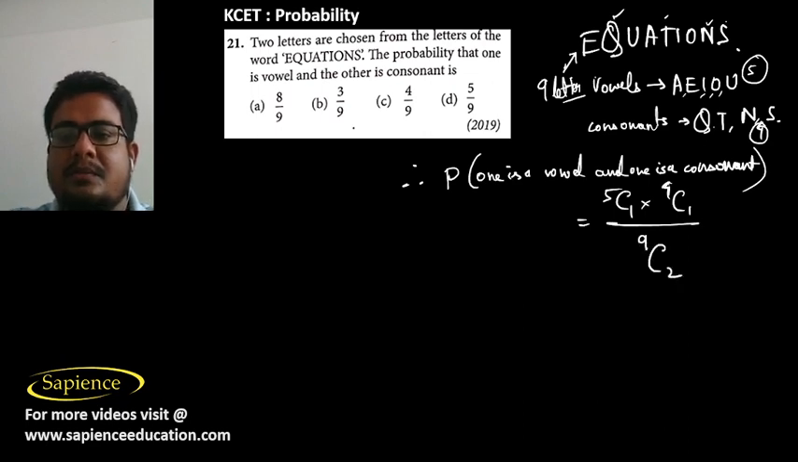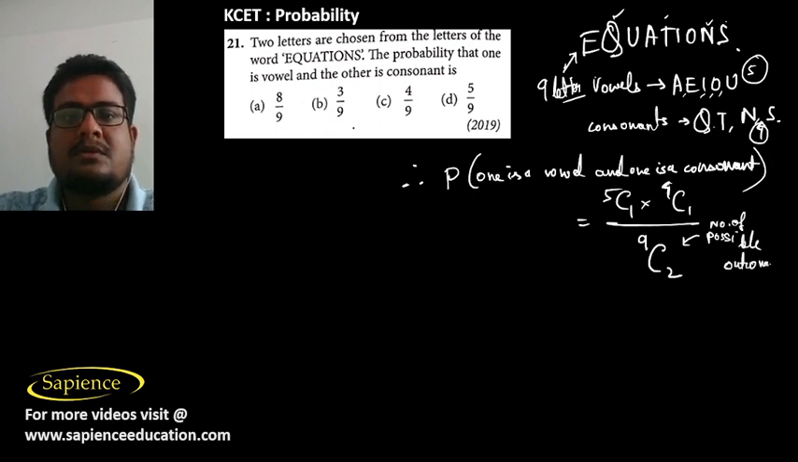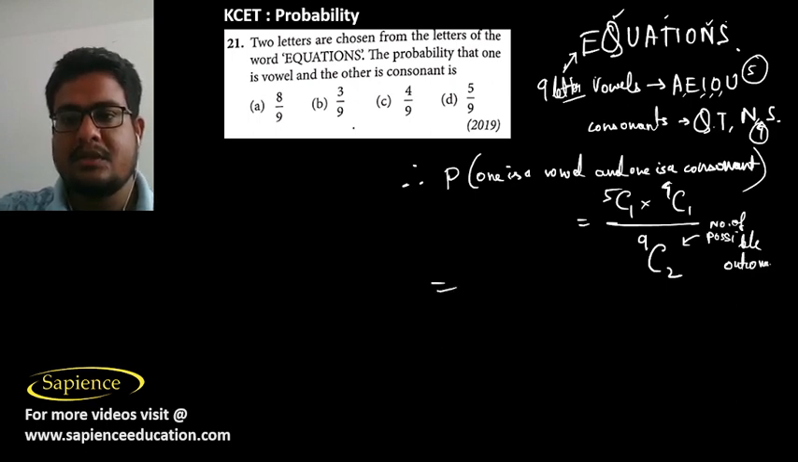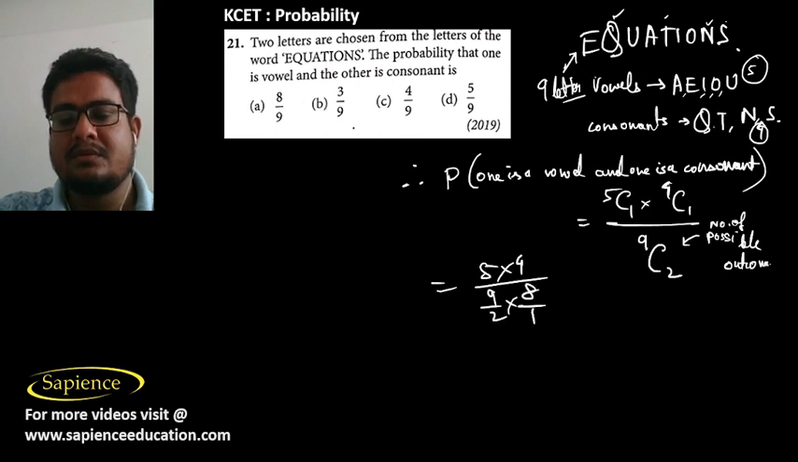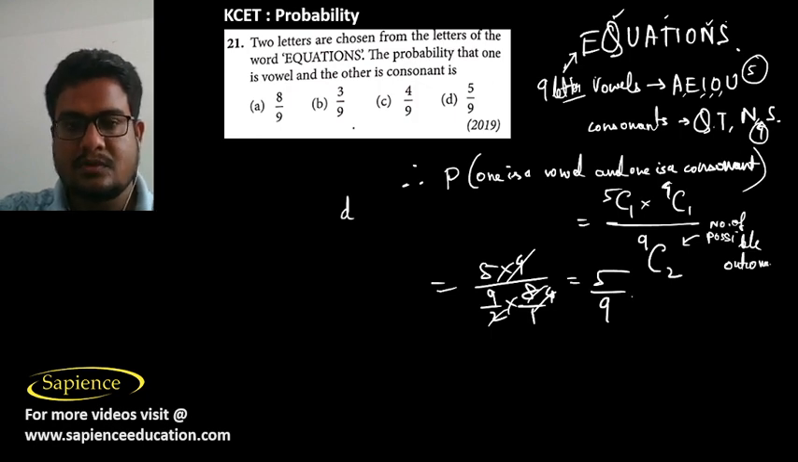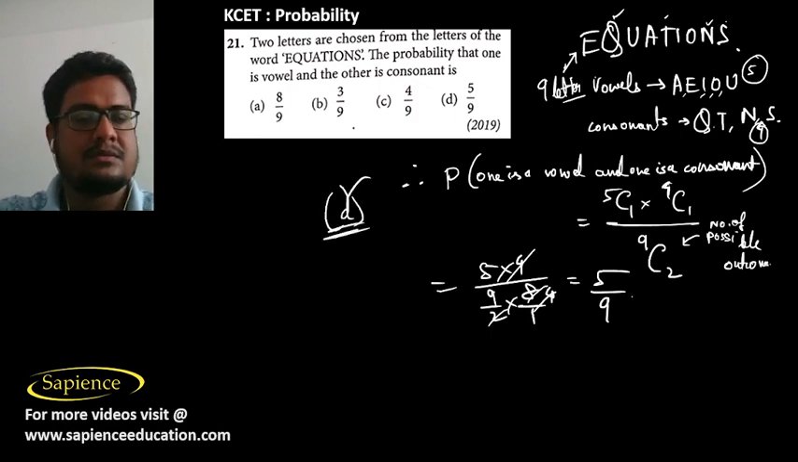So that is the total number of possible outcomes. The total number of possible outcomes is 9C2, since we have to choose any two letters. So that will be 5 × 4 / (9 × 8 / 2 × 1). That will be 2 × 4 = 8, so 4 will cancel, so that is 5/9. So option D is the correct one.